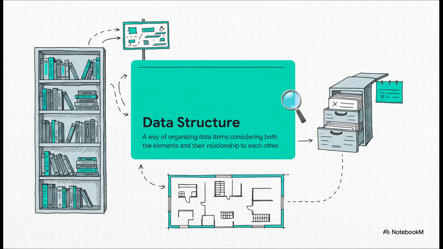So, the solution to this library nightmare? Well, that's a data structure. It's the shelves, the catalog system, the signs on the walls, the whole shebang. It's a way of organizing data that thinks about not just the items themselves, but, and this is the really important part, how they all relate to each other. It's the blueprint that transforms that useless pile of books into a library you can actually use.